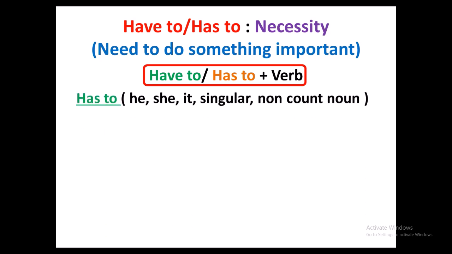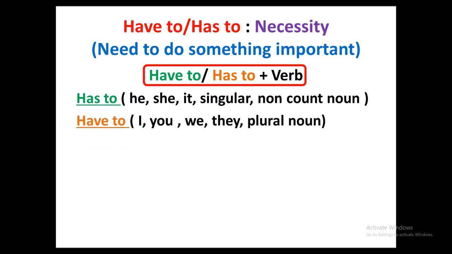Okay, we use has to with the subject like he, she, it, singular, and non-count noun. You know singular noun, which is one, non-count noun, which is noun that cannot be counted, like the water, like meal, like air, something like that. Okay, have to we use with the subject like I, you, we, they, and plural nouns. You know, plural noun, something that is more than one, like 2 books, 2 cats, a lot of people, like that.